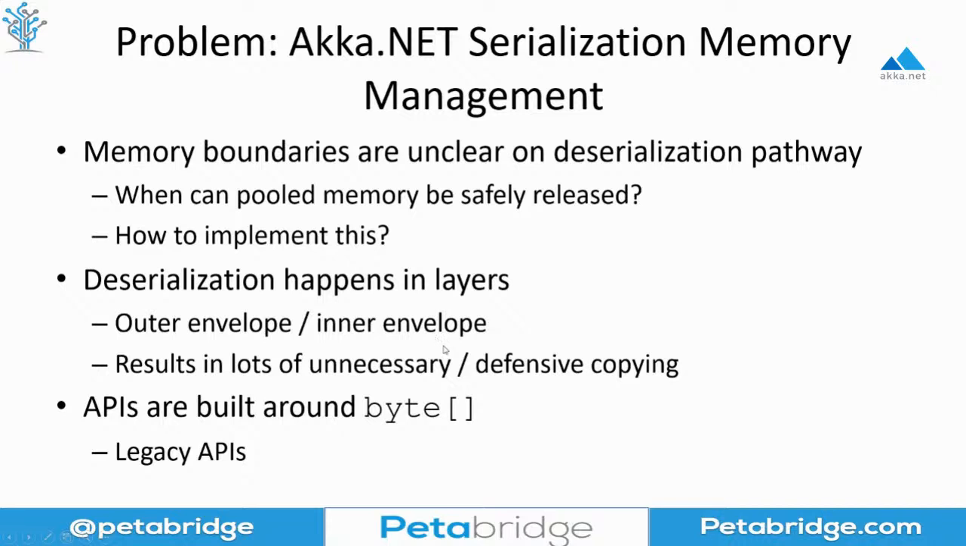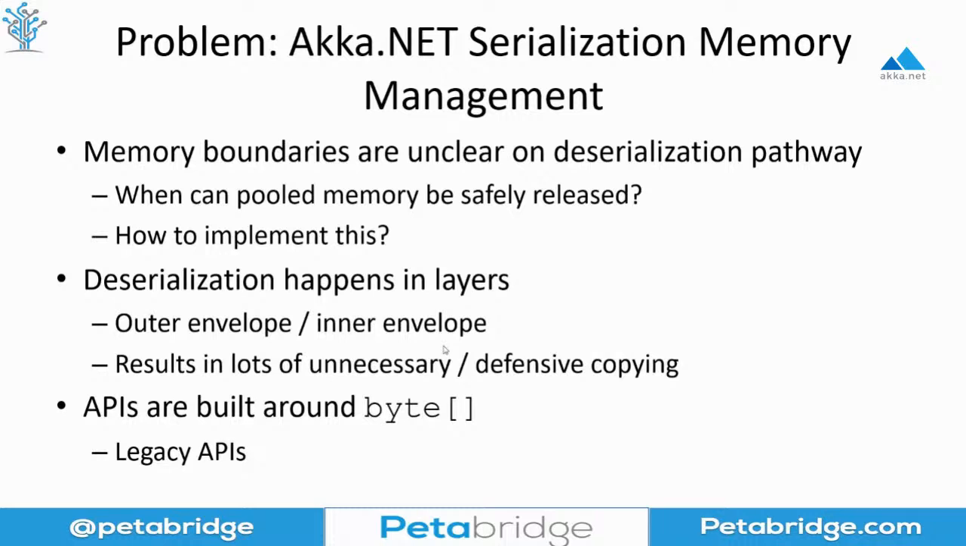This is kind of a strength and a weakness of Akka.NET's design. It's a strength in that it allows us to have a very modular, composed view of serialization. But it's a downside because that results in, again, unnecessary and defensive copying, and also increases the overall latency involved in deserializing a single message.